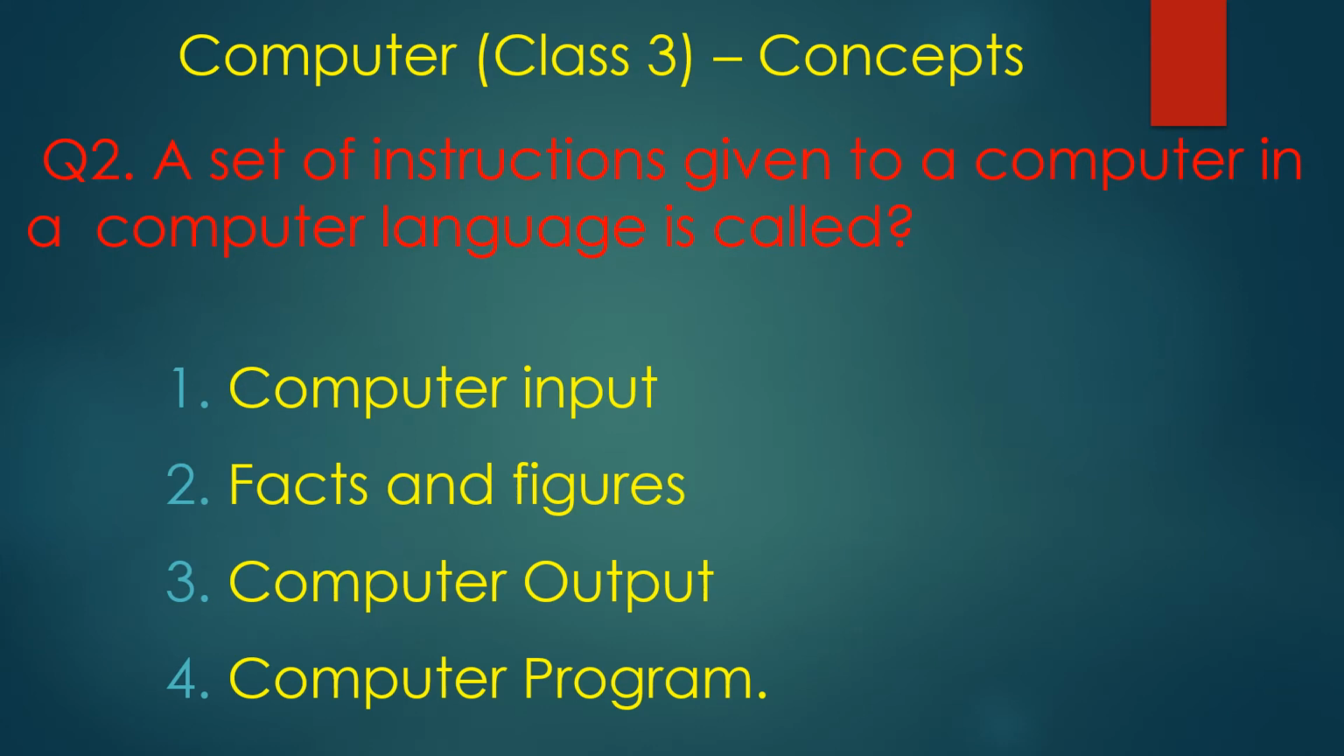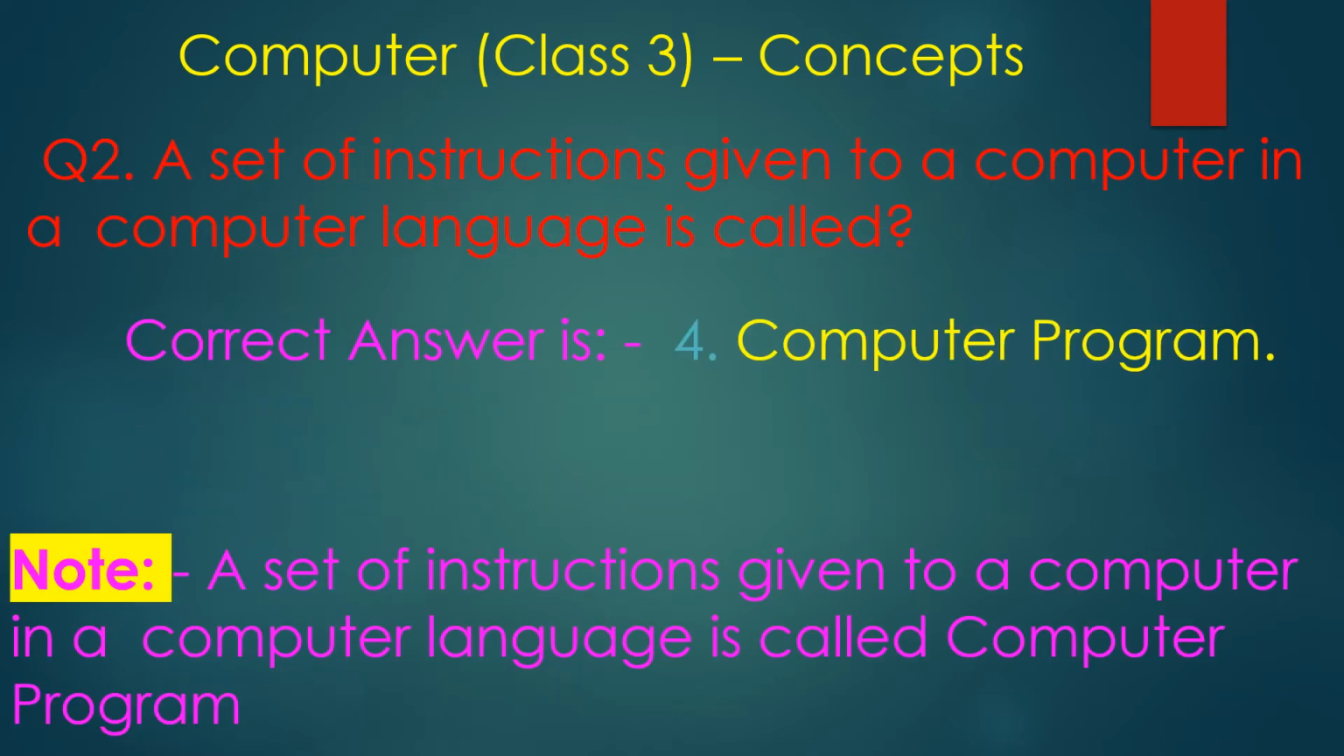A set of instructions given to a computer in a computer language is called what? Computer input, facts and figures, computer output, computer program. The answer is computer program. A set of instructions given to a computer in a computer language is called a computer program.